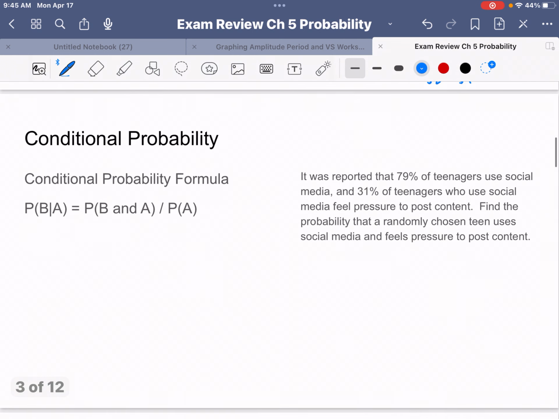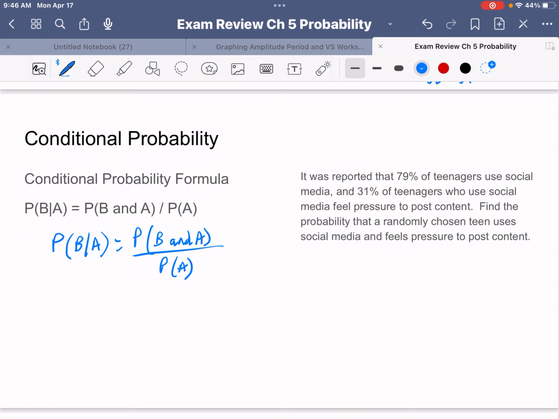Conditional probability. The conditional probability formula: the probability of B given that A occurred is equal to the probability of B and A divided by the probability of A. This is your conditional probability formula. It helps you with some problems, but other problems, conditional probabilities are simple and you may not need this formula. We'll show you that in just a minute.